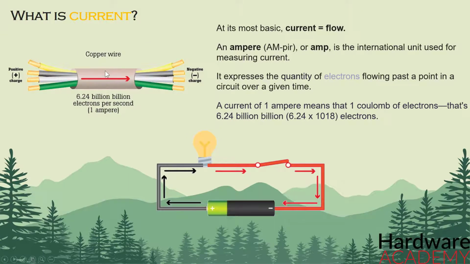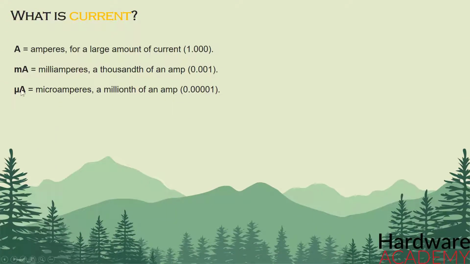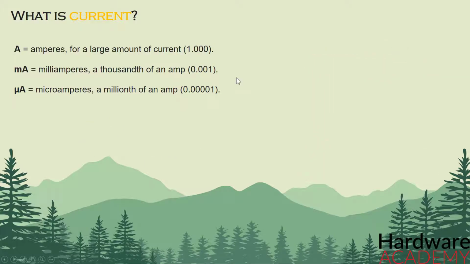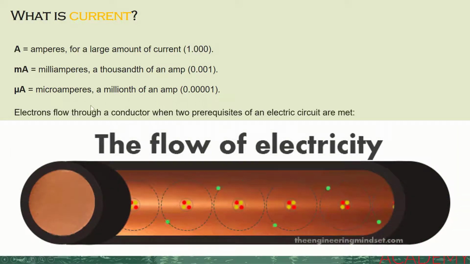So current can be expressed in amps, milliamps, where 1 milliamp is equal to 0.001 amps, and microamps, where 1 microamp is equal to 0.000001 amps. If you didn't know, ampere comes from the French mathematician called André-Marie Ampère, and I apologize in advance for my French pronunciation. What you have to know is that electrons flow through a conductor, typically a metal wire, usually copper, when two prerequisites of an electric circuit are met.